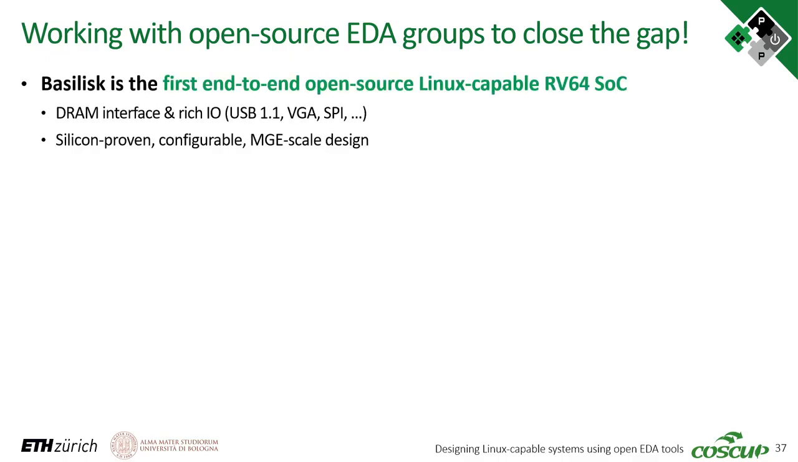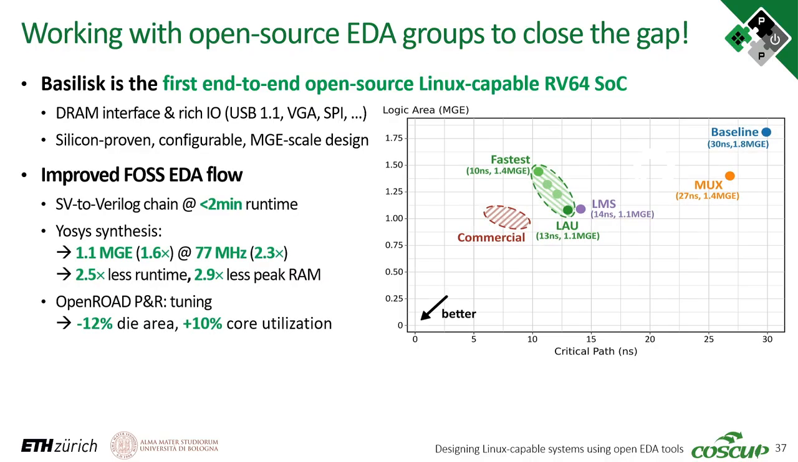So again, Basilisk is, to my knowledge, the first end-to-end open source Linux-capable SoC. It has a DRAM interface and other peripherals as well. It has a silicon-proven RTL, so we expect this to work. And it is fairly large for open source EDA tools.